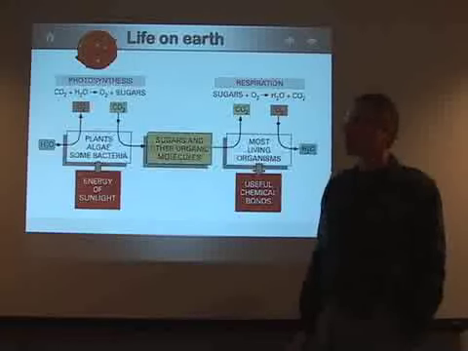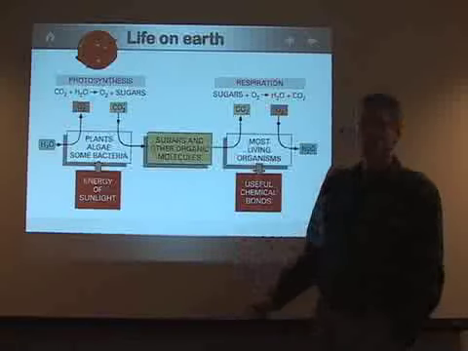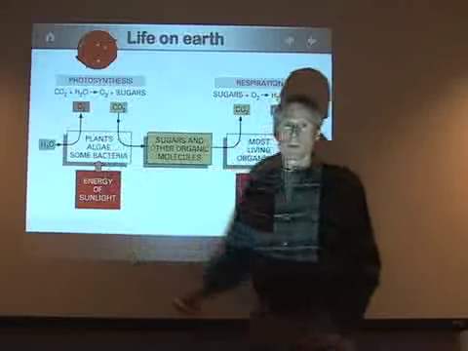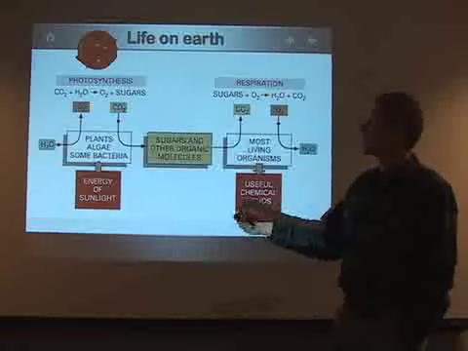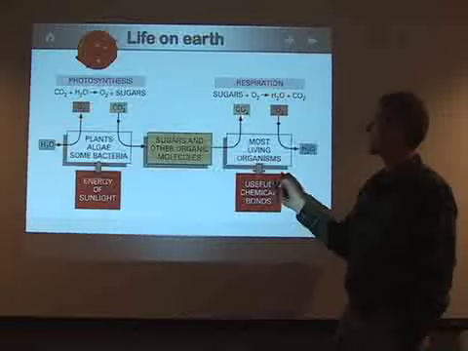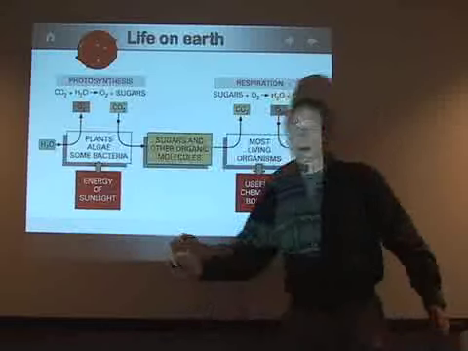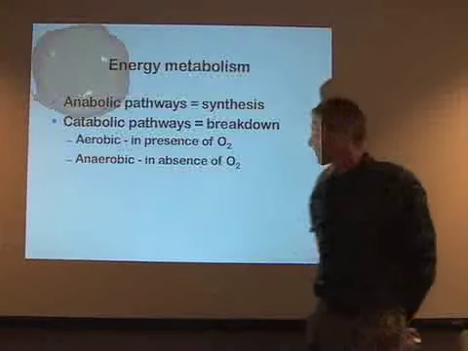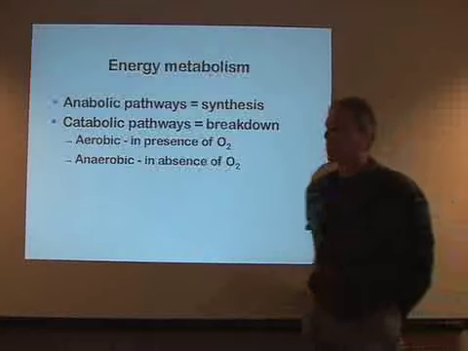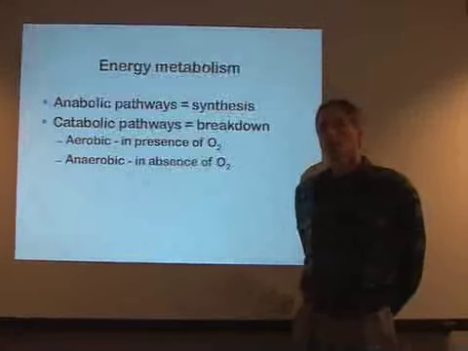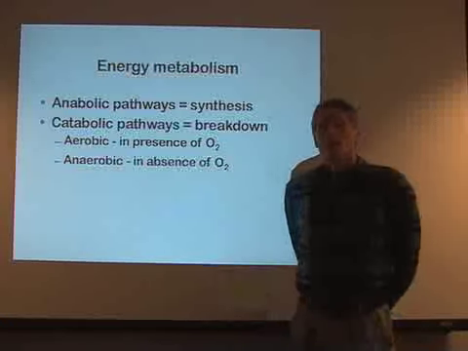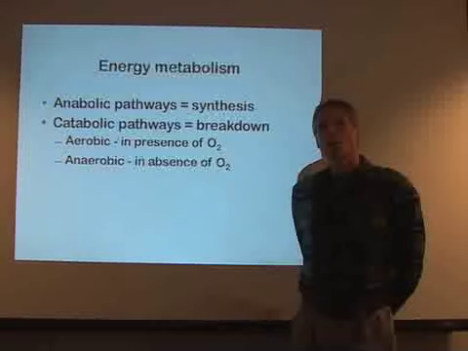So we have energy catabolism, breaking stuff down, and anabolism, making stuff. So plants make sugars from carbon dioxide. We use those sugars to gain energy so we can walk around and study and give lectures. So the anabolic pathways are the ones derived from the sun. Those are carbon fixation, making things, synthesis, synthetic pathways.